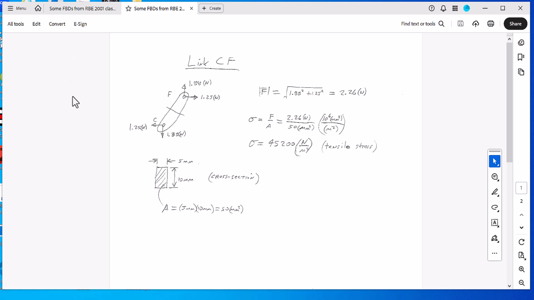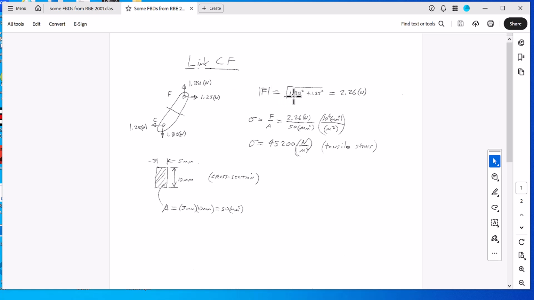In this video, we just want to talk a little bit more about some of the stress analysis. We talked about it at the end of class today. So if we look at link CF and we look at the MATLAB solutions, you can see that at this joint we have 1.88 newtons up and 1.25 newtons to the right. Then down at joint C, we just have the opposite. So this is a two-force body.